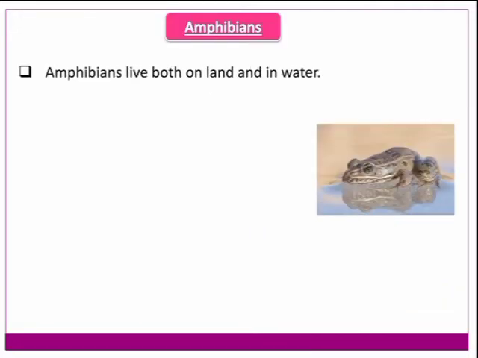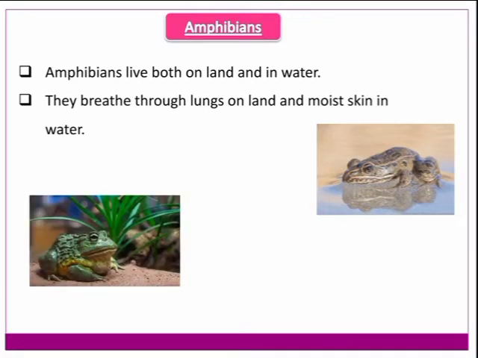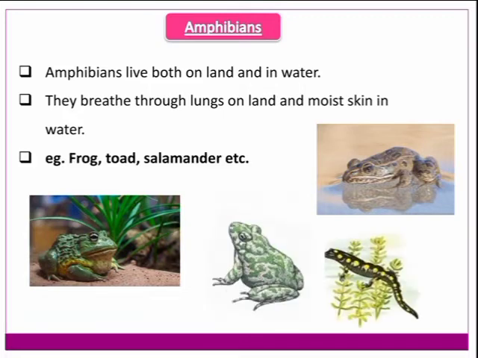Amphibians are another category of vertebrates. These are the animals which can live either on land or in water. So, they breathe through lungs when they are on land and through moist skin when in water. Some examples of amphibians are frog, toad, salamander, etc.